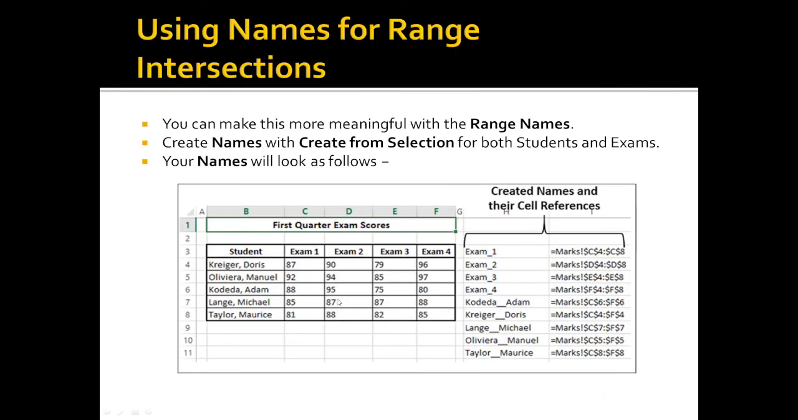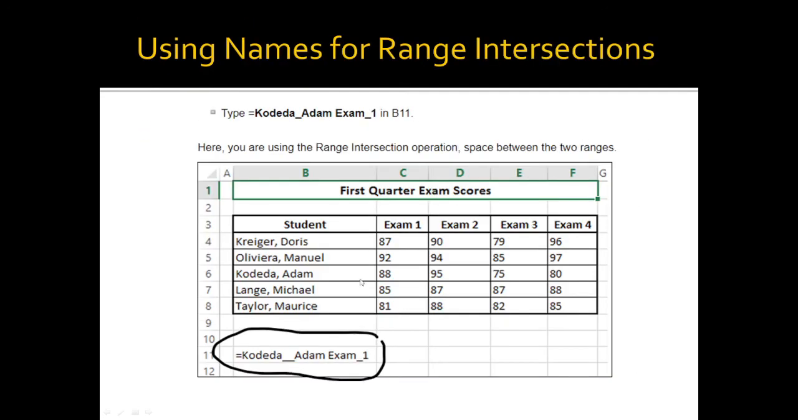So you can make this more meaningful with the range names. Create names with Create from Selection for both student and exams. Your names will look as follows. We have exam 1, so we have names for exam 1 up to exam 4. And we have names for each row. So we have Kudeda, Adam, Krieger, Doris, Lange, Michael, etc.